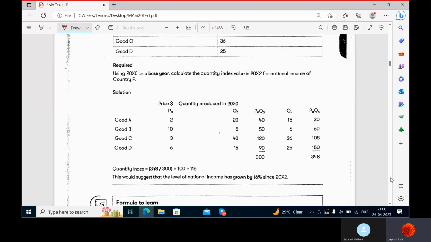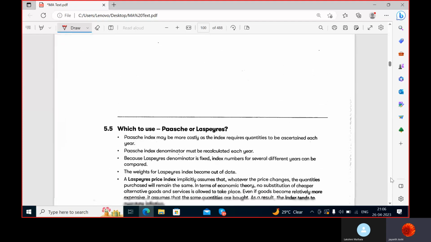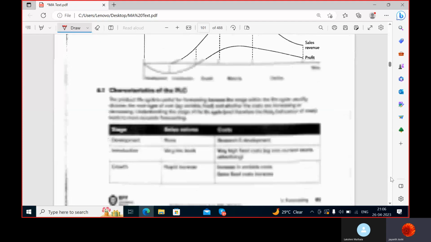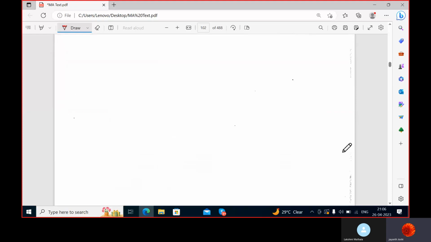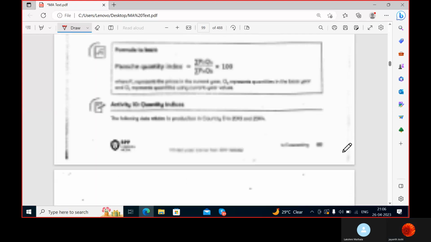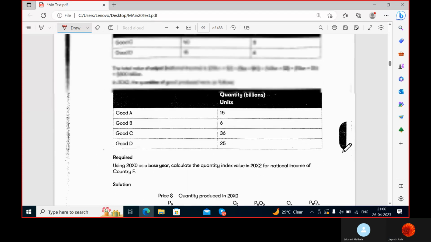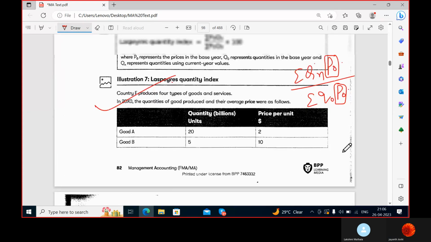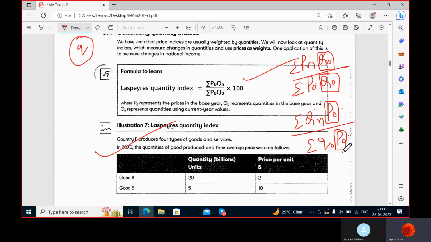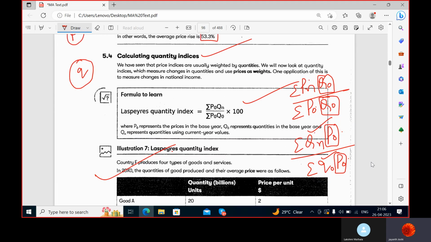After that we'll do the Paasche index, and then the Fisher-Ideal index, and I think we're almost done. The prime motive is that we take the old prices and the new and old quantity, that means the latest quantity and the old quantity, and see the values and the difference, that means the increment or decrease. Yeah, please do this.